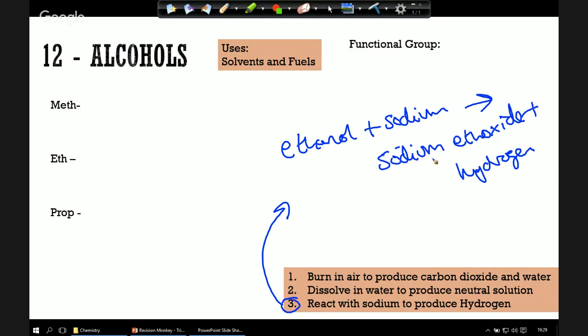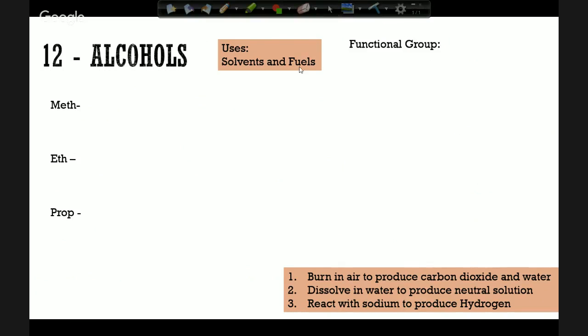Now, in your exam, I'd be very surprised if they asked you for this, but I would expect you to be able to complete this equation, ethanol plus sodium, knowing that it's hydrogen that is produced at the end. So just remember that when they react with sodium, hydrogen is produced. Okay, moving on then, we're going to go from the alcohols to the carboxylic acids.